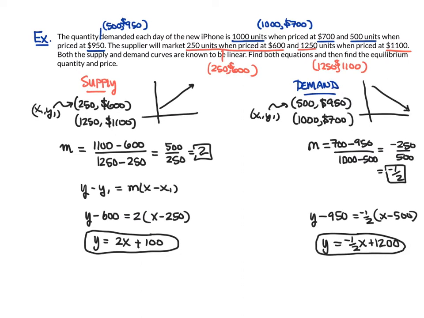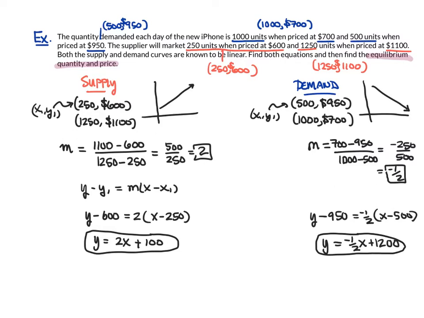And you can see what I've done here. I've inputted the points as well as the slope, and then I've solved it to be in slope-intercept form on both sides. So you've got your demand equation, your supply equation. That was the first part of the question. The next part actually asked us to find the equilibrium quantity and price.